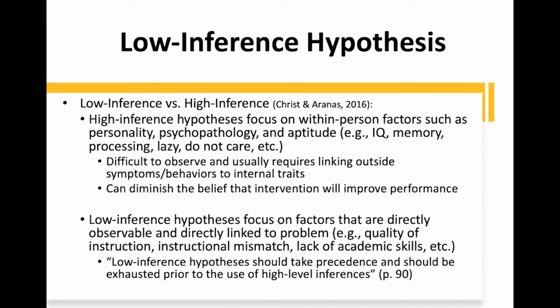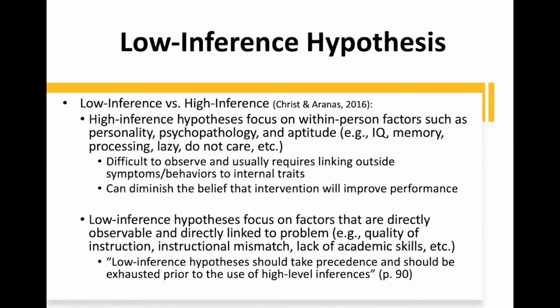High inference hypotheses, which we use a lot, are basically inferences based on within-person factors, things that are very difficult to measure or get a handle on. So you'll talk about personality factors, psychopathology, aptitude, IQ, like, oh, this person has a lower IQ and that's why they're struggling with reading. Actually, you can't even make that kind of link using IQ scores. Saying people don't care, that they're lazy, is very difficult to measure and then link to the actual problem happening in the classroom.